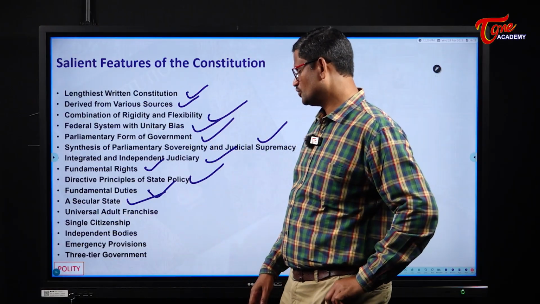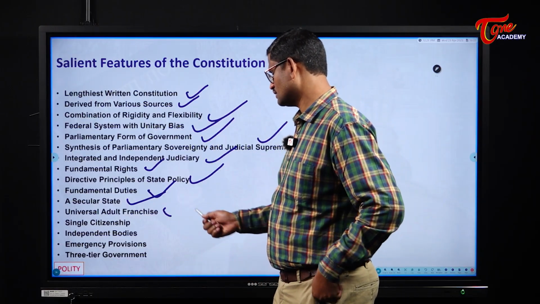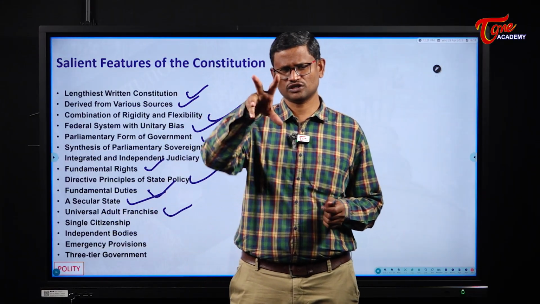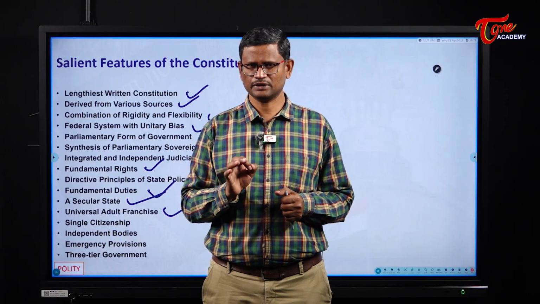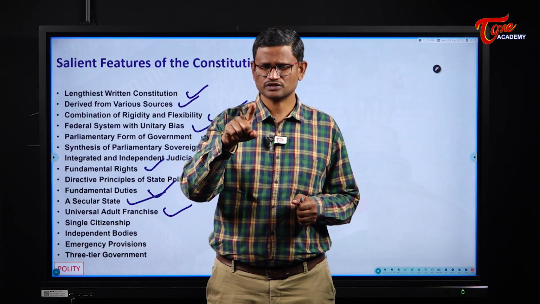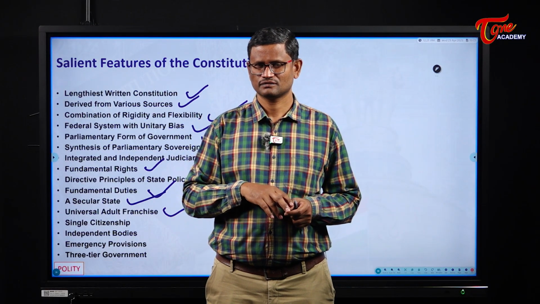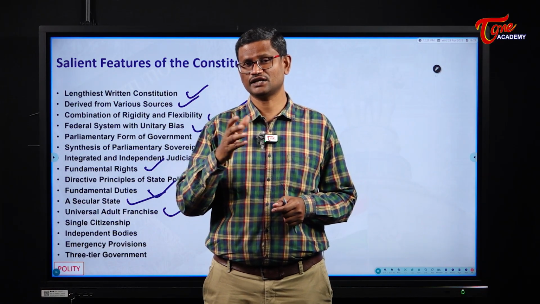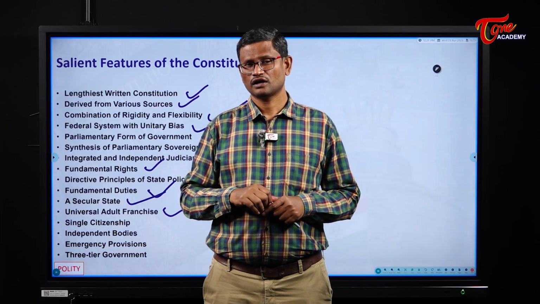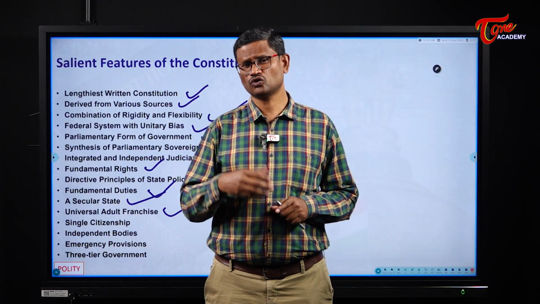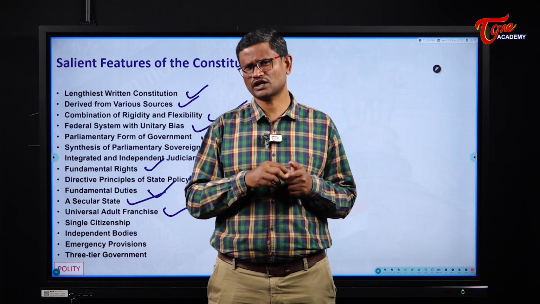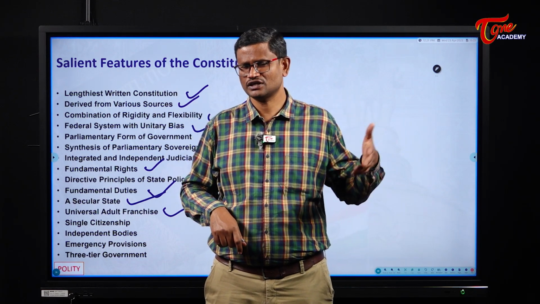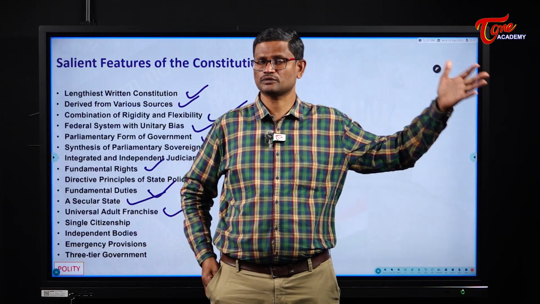The next one, universal adult franchise. This is again a very remarkable feature of the Indian Constitution, a revolutionary feature. Remember, the Constitution of the USA was made in 1787, but the women got the right to vote in 1900, 1910, 1920. The democracy in UK is 800 years old, but from day one women did not have the right to vote. They got the right to vote in 1910, 1920. So, it took hundreds of years for the women to get the right to vote on par with men.